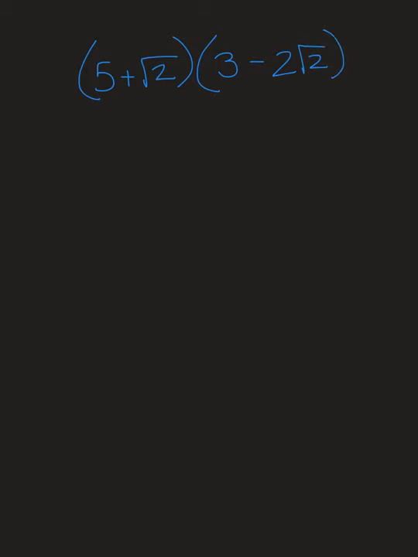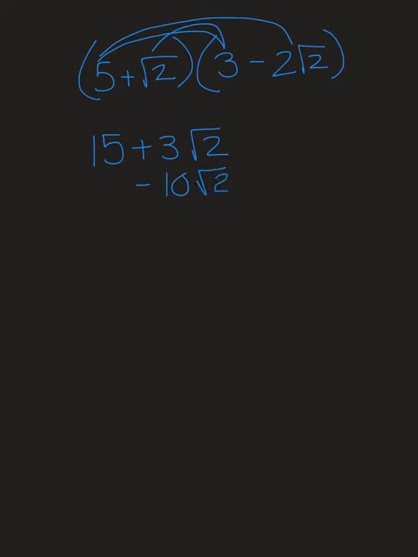And this is my FOIL method. So if I have this scenario, it's just like if I had x plus 5 times x plus 3. So I'm going to multiply 5 times 3. I get 15. Root 2 times 3 is just simply 3 root 2. Can't do much with it. 5 times negative 2 root 2 is negative 10 root 2. And I'm going to write it down here so my like terms are together.